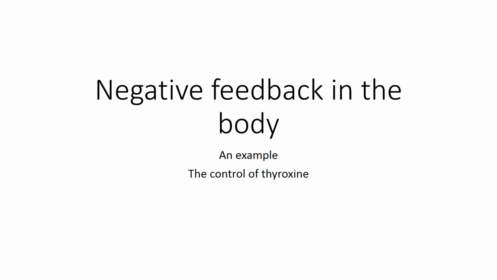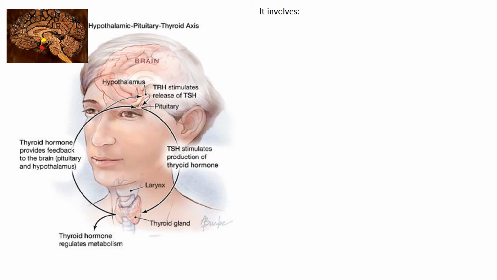Now let's apply this to an example in the body. In this example, I'm going to be looking at the control of thyroxine, which is a hormone which is involved in the control of metabolism, the rate of chemical reactions within your body. So if you have a high level of thyroxine, your metabolism increases. A low level of thyroxine, your metabolism decreases. So let's look at what's involved.